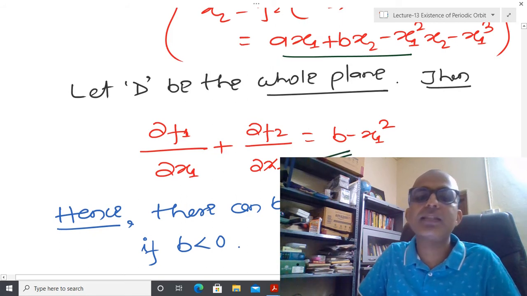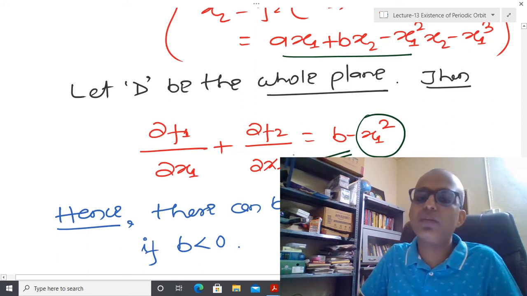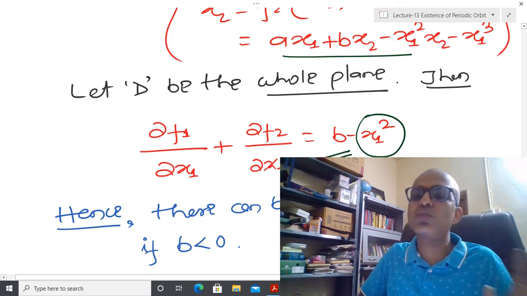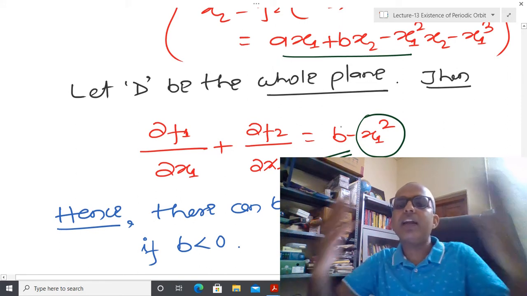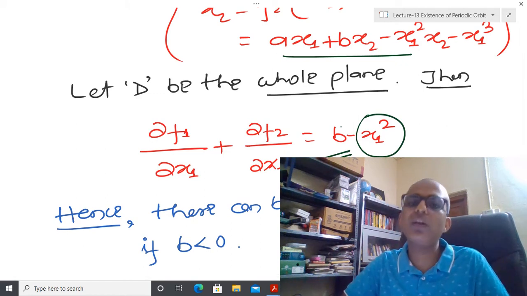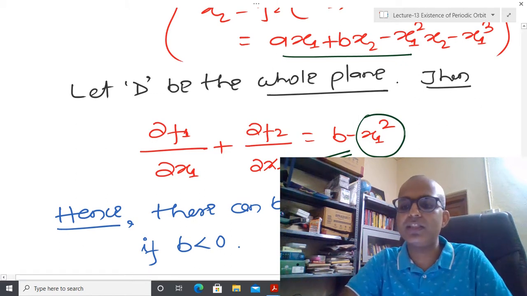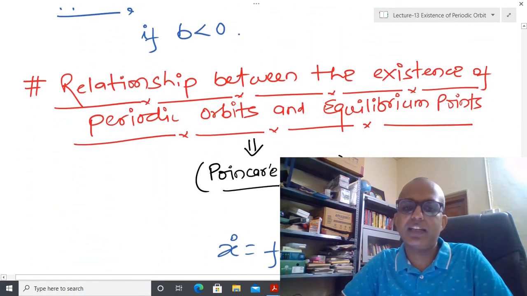Suppose that b is less than 0. So if b is less than 0, this quantity is already negative, and if this is also negative, then this whole quantity is always negative. If you take b as positive, then it might be possible that 0 is involved somewhere. I cannot exclude the possibility of 0. But if b is less than 0, then I can guarantee that there is no periodic orbit. So in this way, we are able to avoid periodic orbits in the two-dimensional case. Obviously, I cannot state a similar result for 3 dimensions. Okay, so extra treatment is required to show how to remove periodic orbits in the 3-dimensional case.